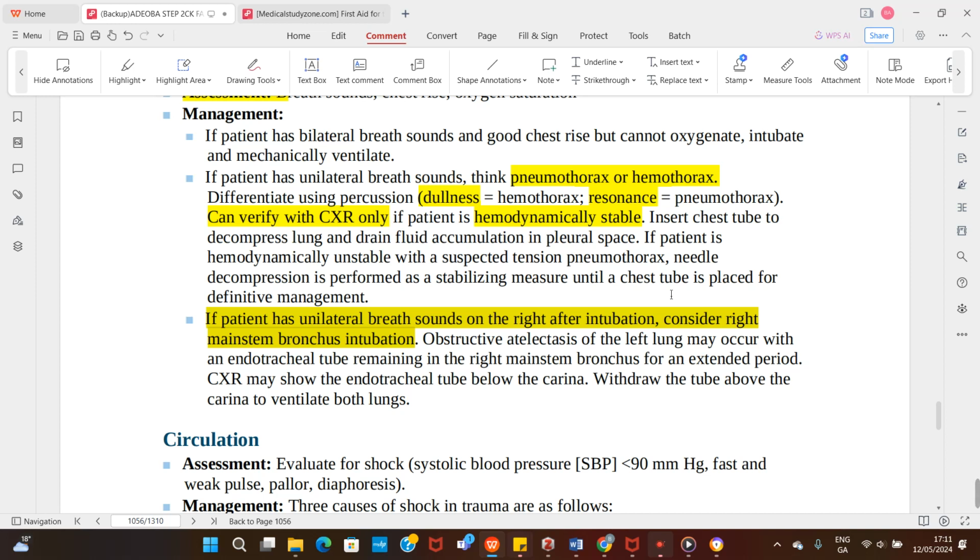So just like we have said, you insert your chest tube to decompress the lung, and drain any fluid or air that is accumulating within that pleural space. So if the patient is hemodynamically unstable and you are suspecting a tension pneumothorax, you have to do a needle decompression first before you now place your chest tube later. It's as simple as that.